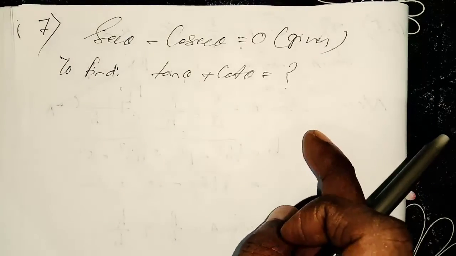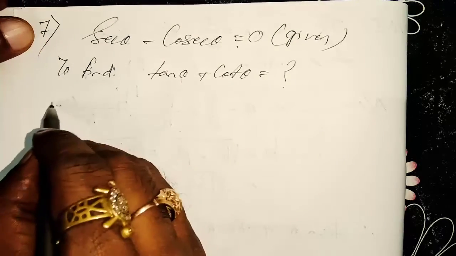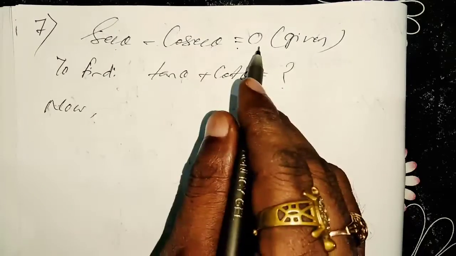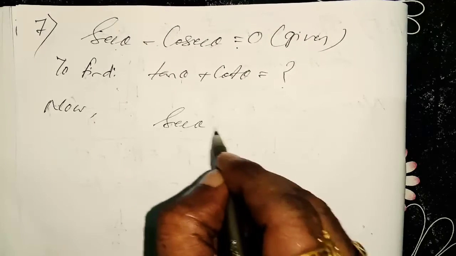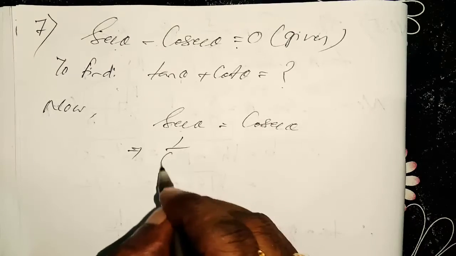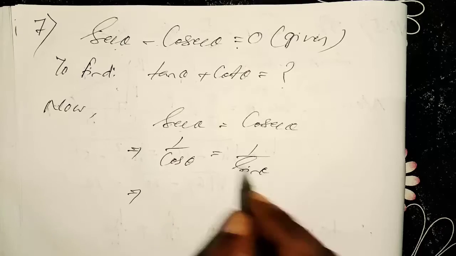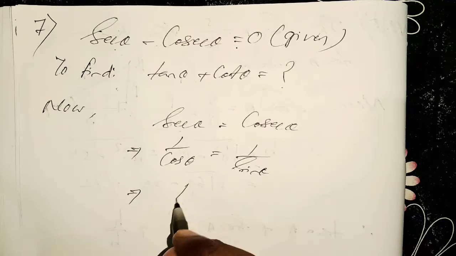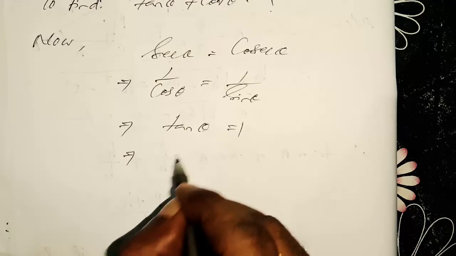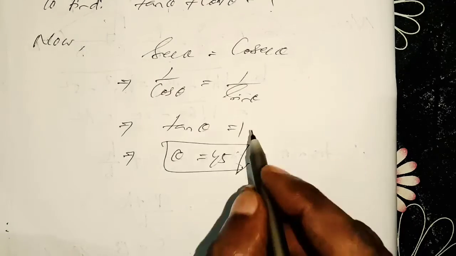See, the level of these questions is class 9, 10 base. Sec theta minus cosec theta equal to 0 is given. That means sec theta equals cosec theta. Yes or no? Sec means 1 by cos theta, and cosec means 1 by sin theta. So finally you get sin theta by cos theta equal to 1. That means tan theta equals 1. Tan theta 1 means theta will be 45 degrees, because tan 45 equals 1.